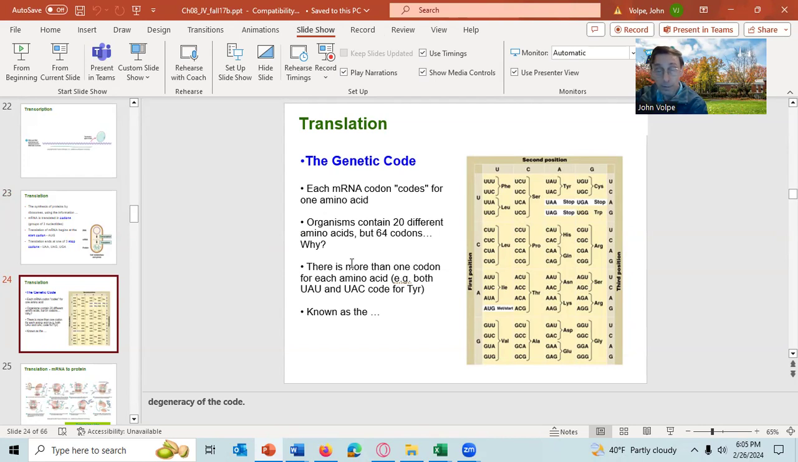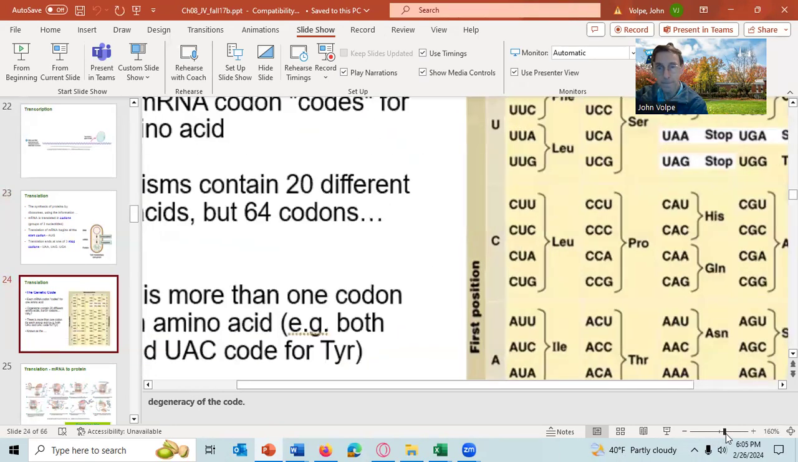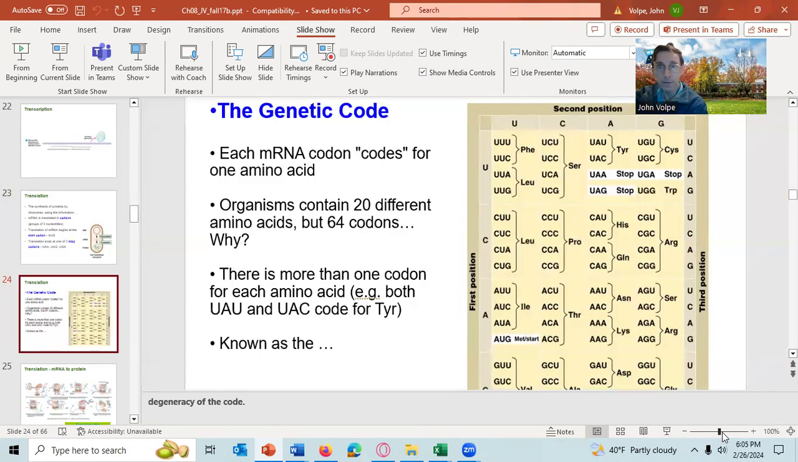Well, what is done with the extra codons is that many of the amino acids have more than 1 codon coding for each amino acid. Let me blow this up. Let's try it down here. That's not going to work. I guess I have to do it here.